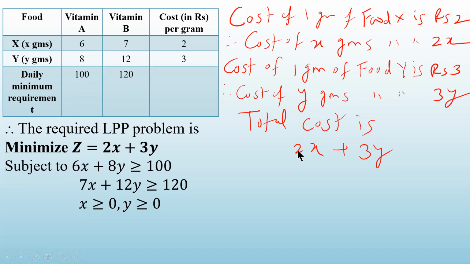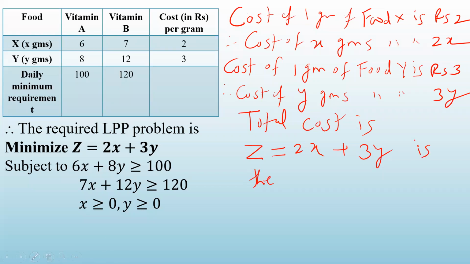And you know that in the linear programming problem, it has 3 parts. First part is the objective function which is to be maximized or minimized. So in this problem we have cost, so cost or expenses has to be minimized. So this is the objective function which we denote by Z. You know that objective function is always denoted by capital Z. So Z equal to 2X plus 3Y is the objective function.